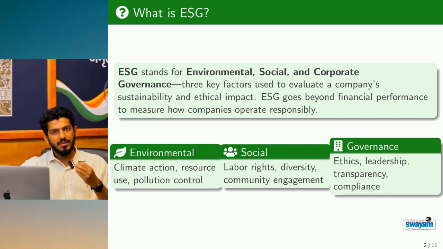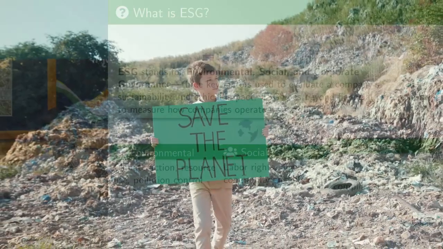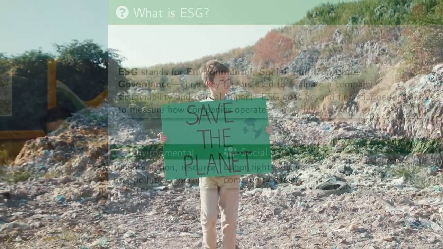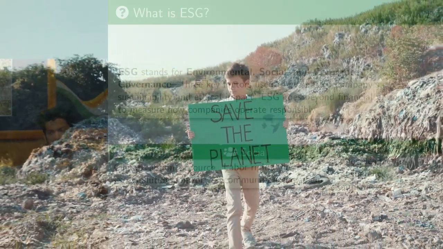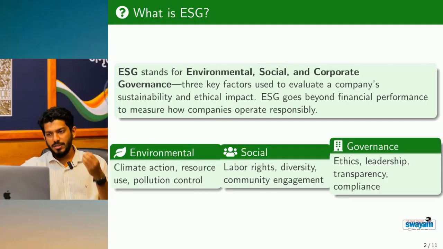ESG consists of mainly three factors, that is environmental, social and corporate governance. Under this, the environmental factors include climate action, resource use, and pollution control, whereas social factors include labor rights, diversity and community engagement. And under governance factors, there are ethics, leadership, transparency and compliance. All these come together in what we call ESG, or environmental, social and corporate governance.